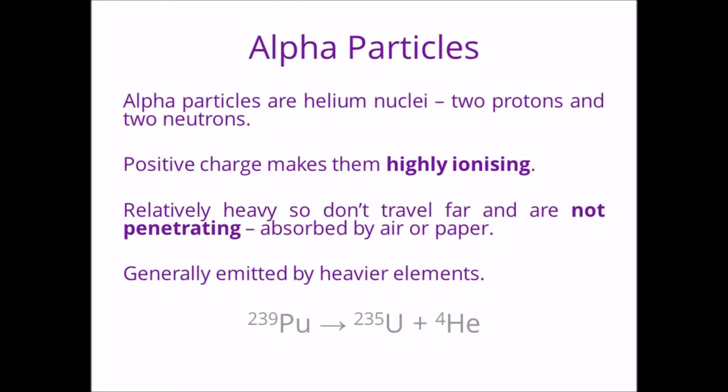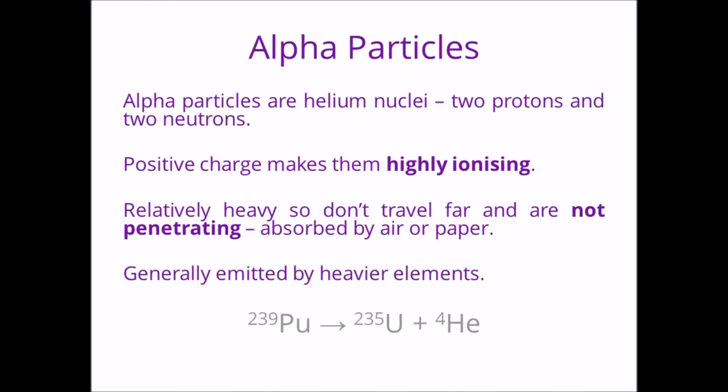So first up are alpha particles. Now alpha particles are basically helium nuclei, so 2 protons and 2 neutrons. Because they don't have any electrons, their positive charge makes them highly ionizing, by which we mean they easily remove electrons from other species. And they're really quite heavy, so they don't travel very far and aren't very penetrating, by which I mean they don't pass through things. They're absorbed by a few centimeters of air or stopped by a piece of paper.